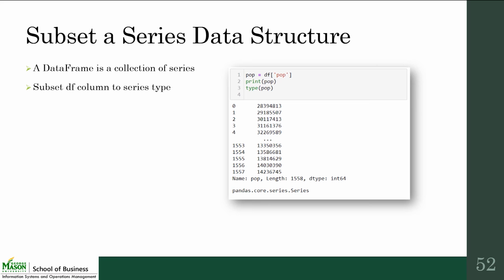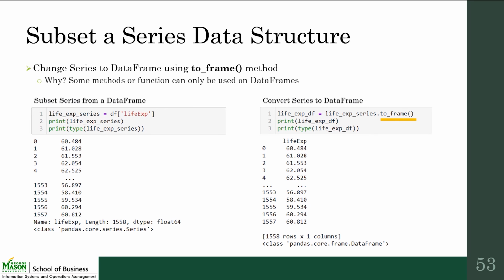When you subset a data frame column and assign it to a variable, the subset becomes a Series data type. This does not mean that the data frame loses its original content. The subset copies the data over to the variable. The type function is used on the variable that contains all the data from one column of the data frame. You see here that the output is a Series. If there's a need to convert the Series into a data frame, you could use the to_frame method. The to_frame method is demonstrated on the right side using the Series variable life_exp.